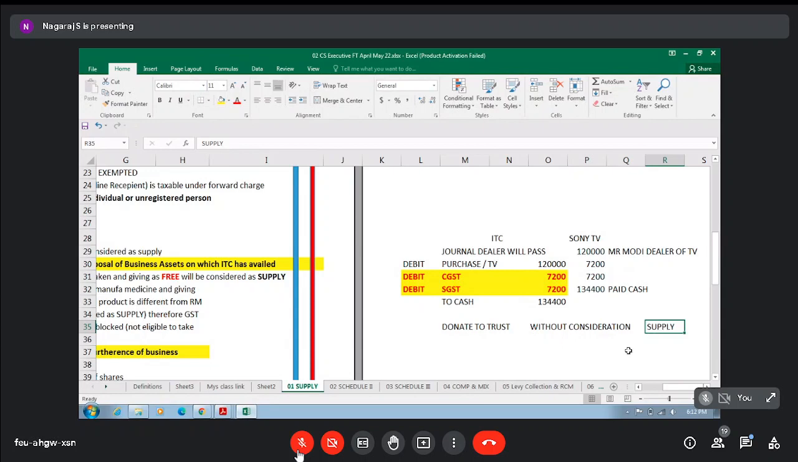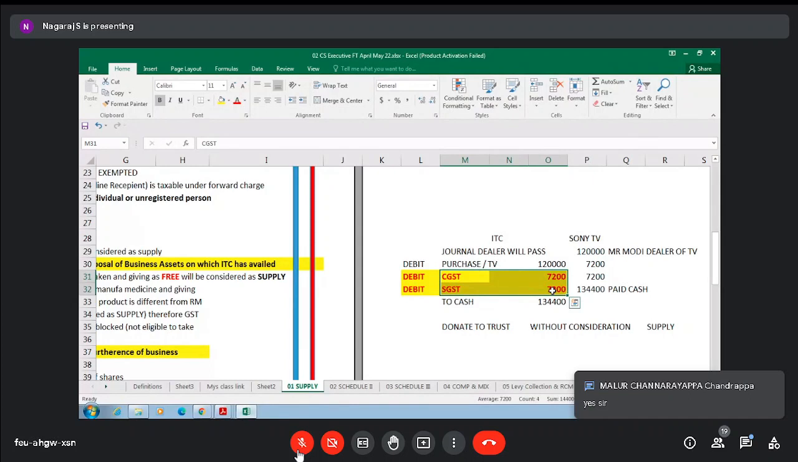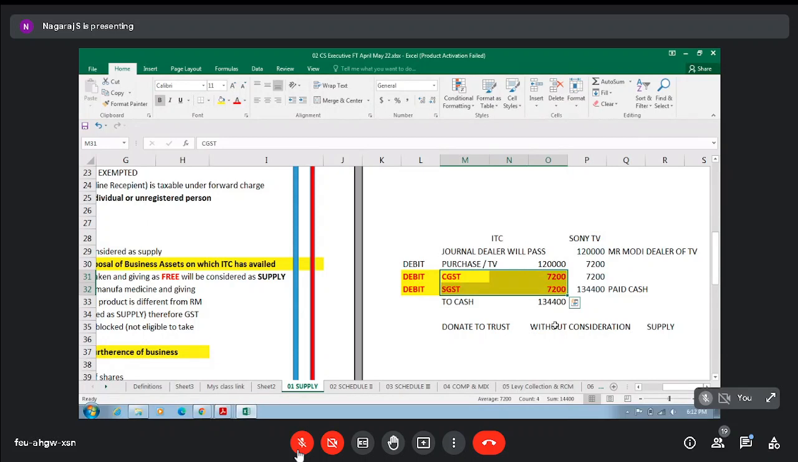Whatever goods you are giving to others without consideration, when you purchased those goods you took the ITC. On supply, you will have to make the payment of the GST. That is what they meant. Donation means free, and free means without consideration. Now you need to understand the logic.